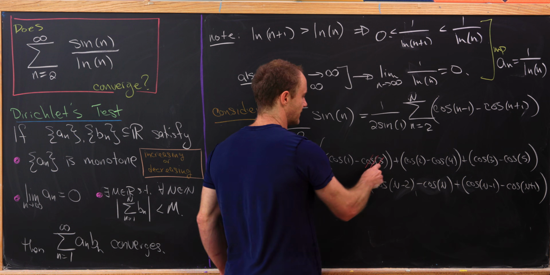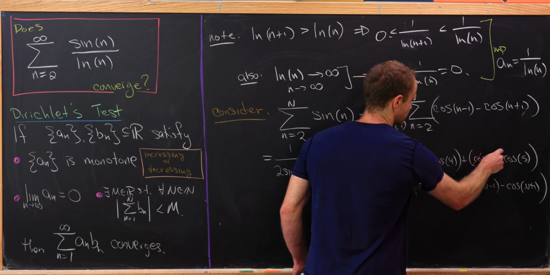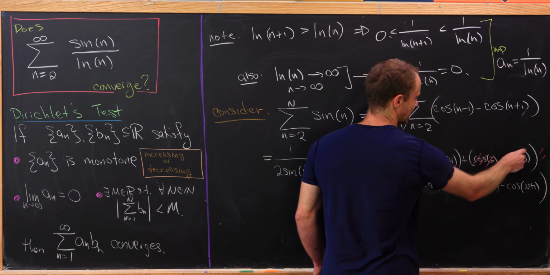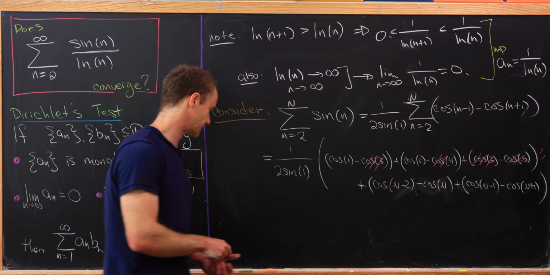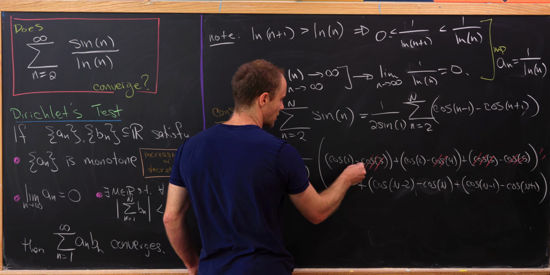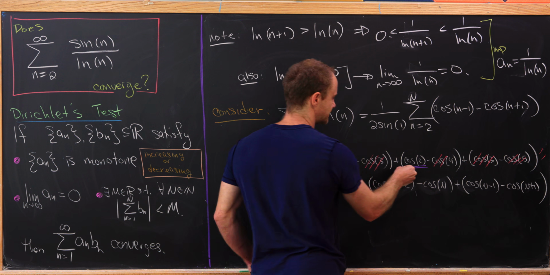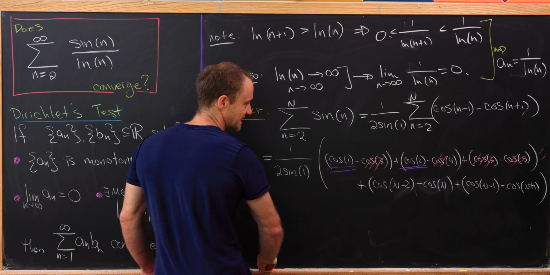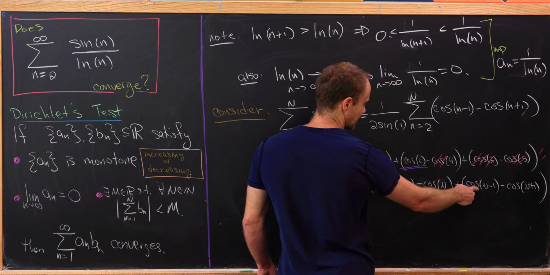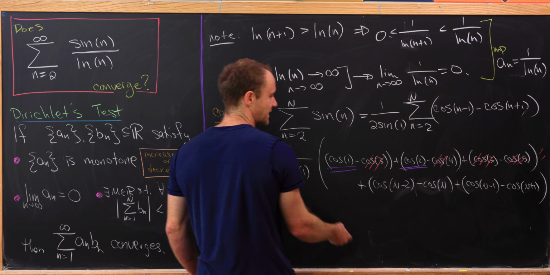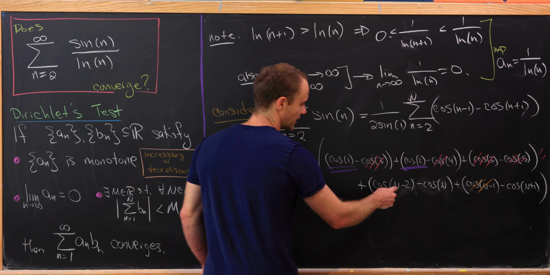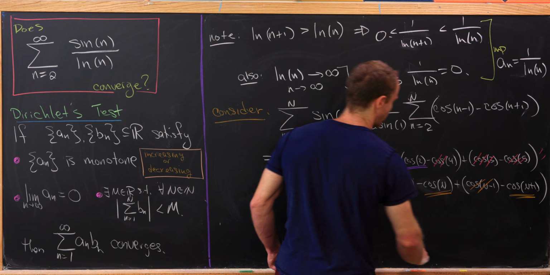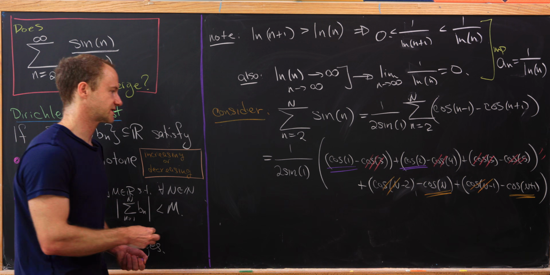This cosine of 3 will cancel with this cosine of 3. It stands to reason that this cosine of 4 will cancel with something out there, and that cosine of 5 will also cancel. But notice that cosine of 1 and cosine of 2 seem to survive. Then the same thing is going to happen towards the end. So this cosine of N minus 1 will get canceled by something further back. So will the cosine of N minus 2. But the cosine of N and the cosine of N plus 1 will not cancel.